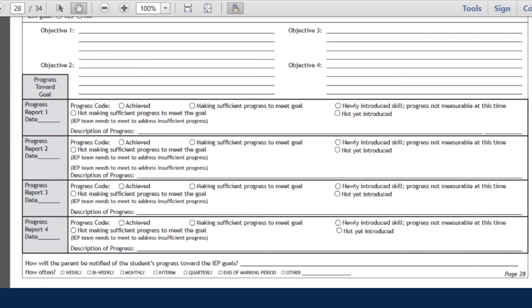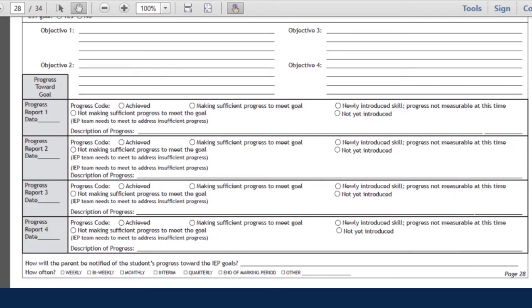Is the goal achieved? Are they making sufficient progress to meet the goal? Or is it a newly introduced skill, not making progress sufficient to meet the goal, or not yet introduced? We're going to talk about these because this is very important. So if your child, let's say, has an IEP meeting the last week of May, every year their IEP falls on the last week of May. Well, in 2 weeks, school will close and they will get their fourth quarter report card.